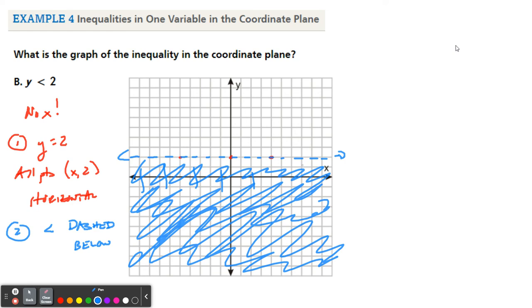All right, there we go. So that's graphing linear inequalities in two variables. All right, best of luck on your practice.